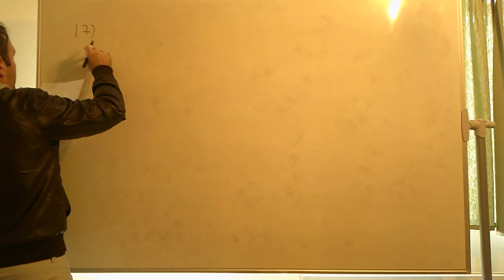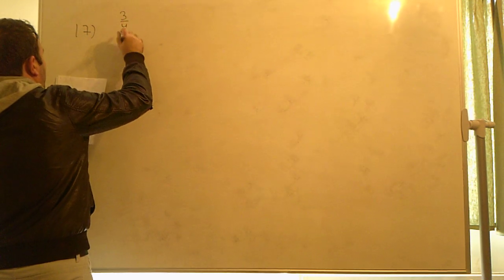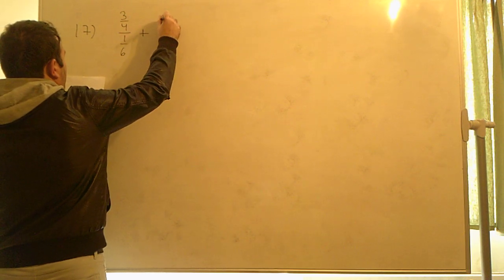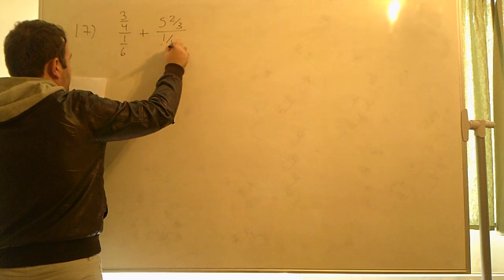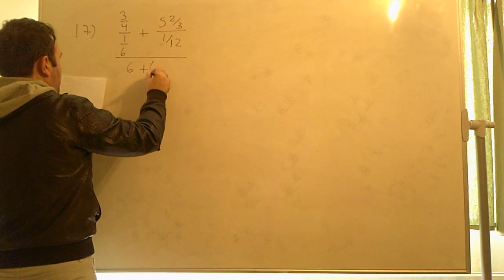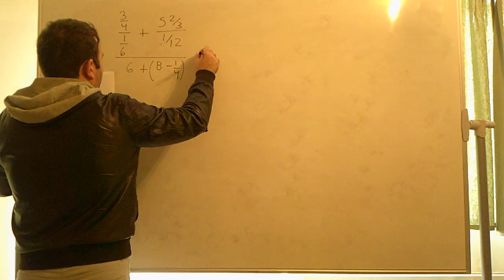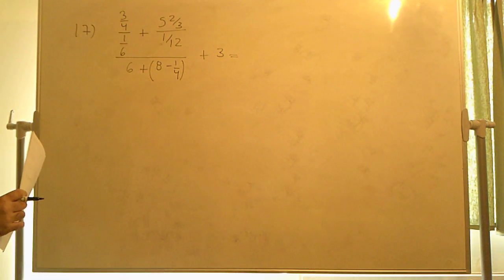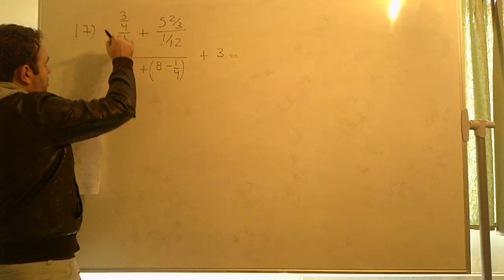We're going to skip up to example number 17. So we would have 3/4 divided by 1/6 plus 5 integers and 2/3 divided by 1/12 divided by 6 plus 8 minus 1/4 plus 3. So what we're going to do in this case is sort out first this one.